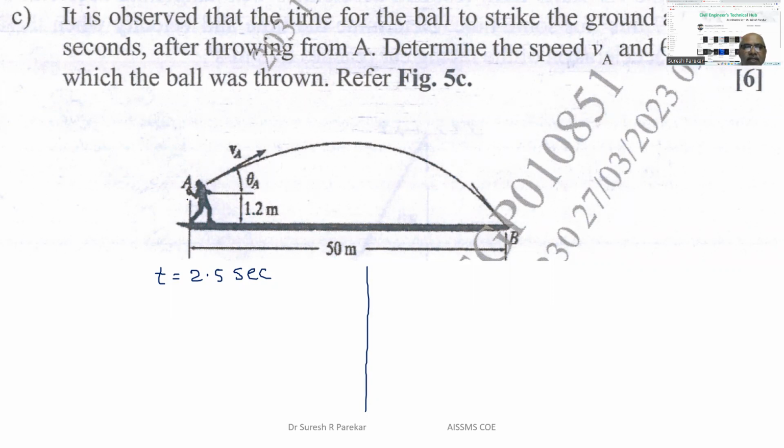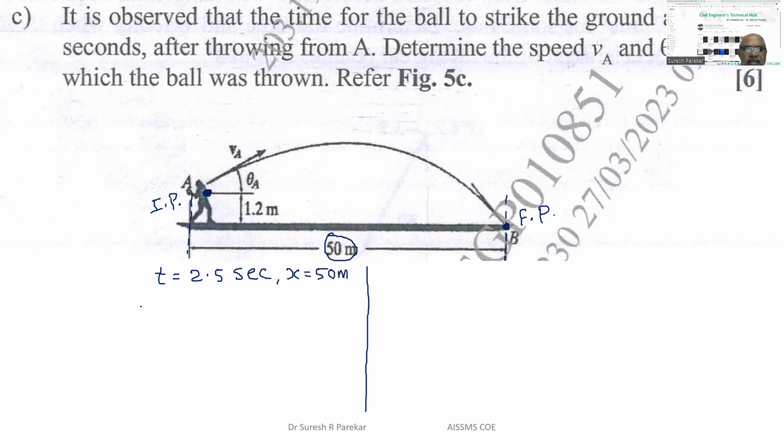So we have been given this data. Now this is my initial position, and then I have this B as the final position. This is most important: mark a vertical line from the initial position, and mark a vertical line from the final position. Whatever distance I have, that distance is x. So I have x equal to 50 meters.